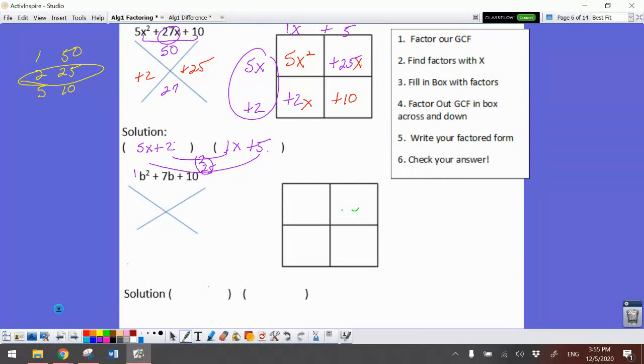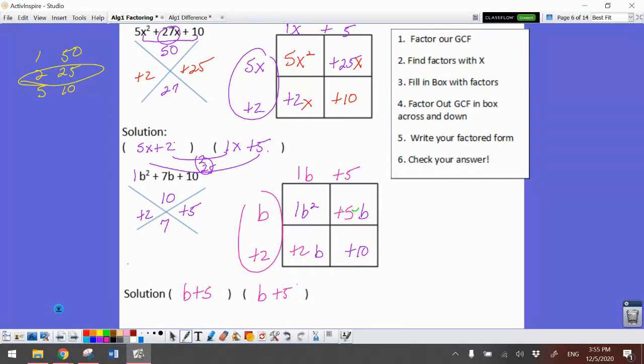All right, so this one, A is 1. So 1 times 10 is 10, and I have a 7. That one's pretty easy. That's 2 and 5. So I have a 1b squared, a plus 10. Here's my b's, and I'm going to throw in my positive 2 and my positive 5. So I can take a b out here, a positive 2, a 1b here, and a positive 5. So my solution in factored form is b plus 2, b plus 5.